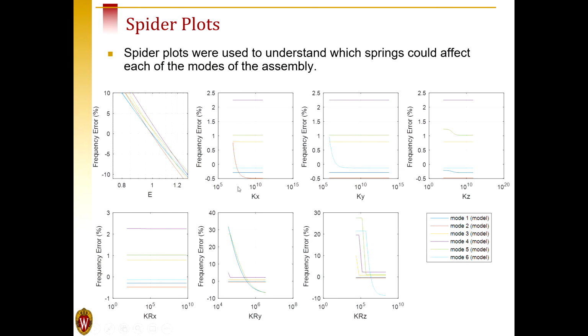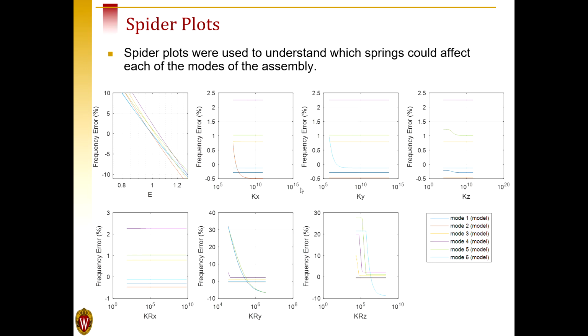So as we ran the spider plot analysis, though, on all the other spring constants, and notice we go through many orders of magnitude. We don't have any really good way of knowing what those stiffnesses are. We could come up with some back-of-the-envelope estimates for some of them, but it's tricky to know, so we just ran them through many orders of magnitude.